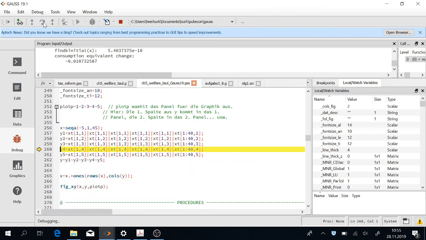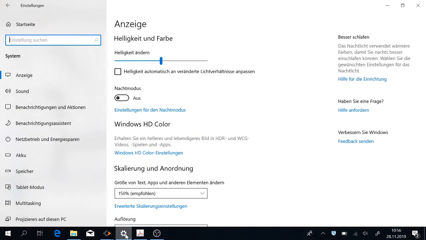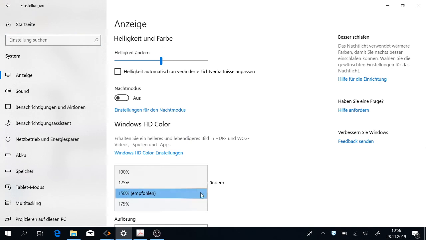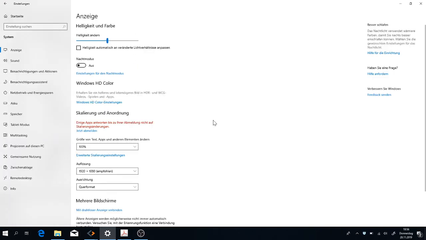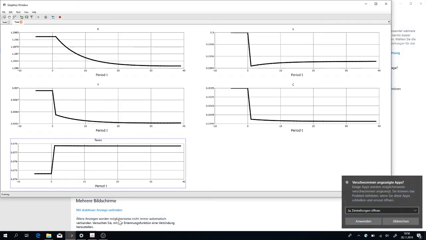These are just graphics commands, and this is the solution. Well, it doesn't look nice. This is a consequence of the setup in Windows. So let's change the display style in Windows. Go to 100%. And now we should be able to see the solution clearly.